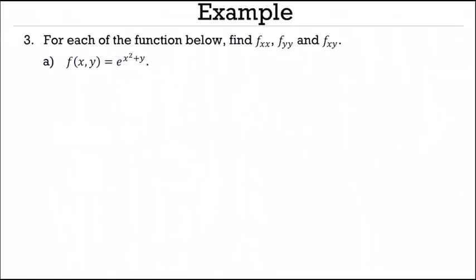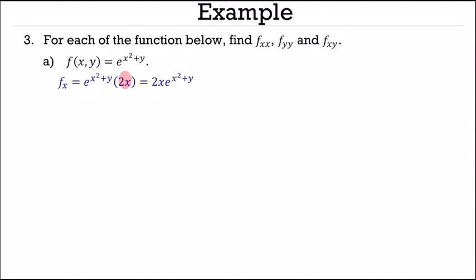In this question, we want to find f sub double x, f sub double y, and f sub xy. Before we can find the second order, we must have the first order partial derivative. So for exponential function, the first order with respect to x can be obtained by rewriting the exponent, then multiplying by the partial derivative of its power with respect to x, which is equal to 2x.